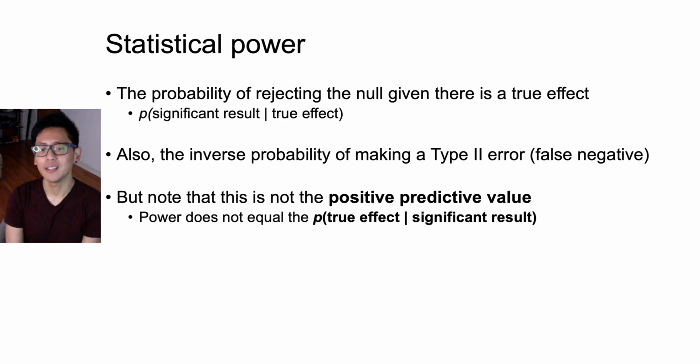I just want to point out that statistical power is not the positive predictive value. The positive predictive value is the probability of a true effect given a significant result. And this is something that we want to try and maximize and optimize in scientific research. So statistical power doesn't necessarily equal the probability of a true effect given a significant result. However, what is the relationship between statistical power and the positive predictive value?